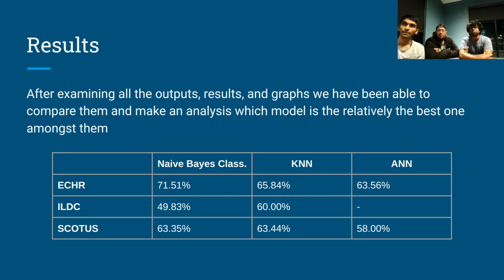Lastly, Arnav will sum up the results. So now we can see that for specific data sets, specific models work better, and with the ECHR dataset, our naive Bayes bag of words model works the best, whereas with the Indian legal corpus, so far we found that the KNN works best. And lastly, with the SCOTUS dataset, we can see that the naive Bayes classifier marginally loses out to the KNN classifier, and that is our comparison of the models.